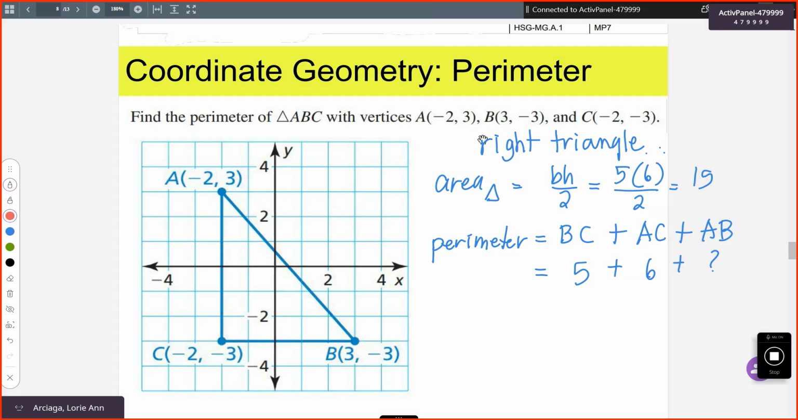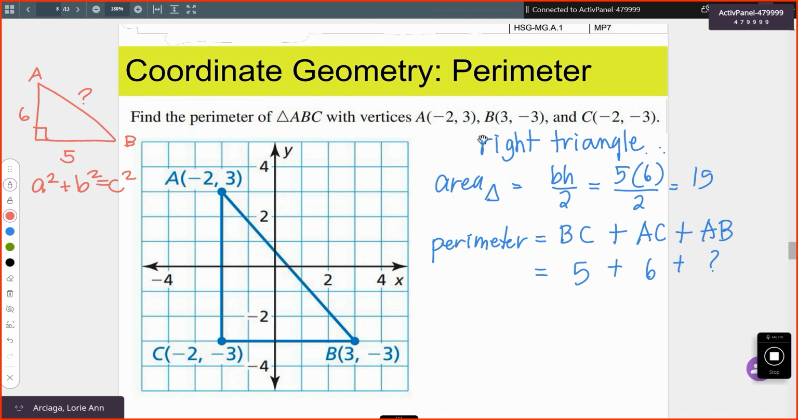To find AB, on your notebook, go ahead and make a sketch of the triangle. When you have a figure like this, you don't have to sketch it super nicely, just a rough sketch. We said this side was 5, this was 6, and this is what we're looking for, AB. So what formula from middle school are you going to use to find AB? The Pythagorean theorem. Very good. And what's the Pythagorean theorem again? A squared plus B squared equals C squared.